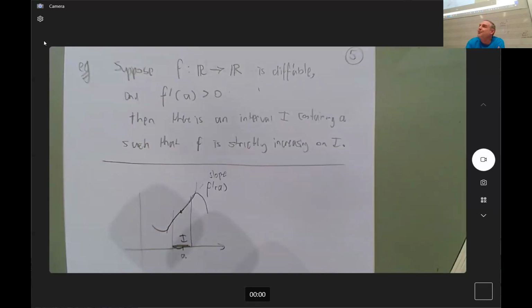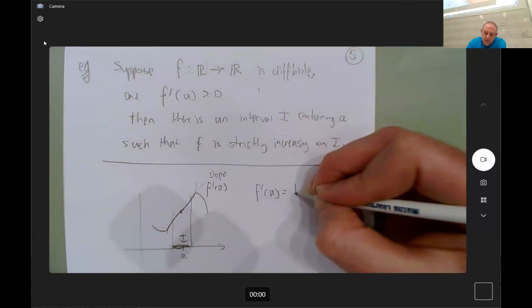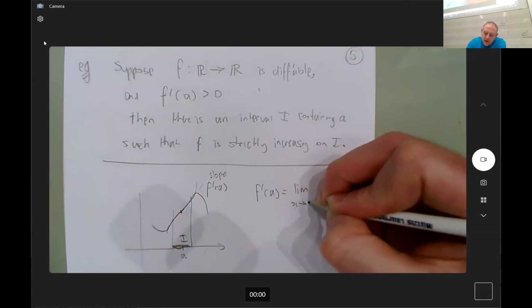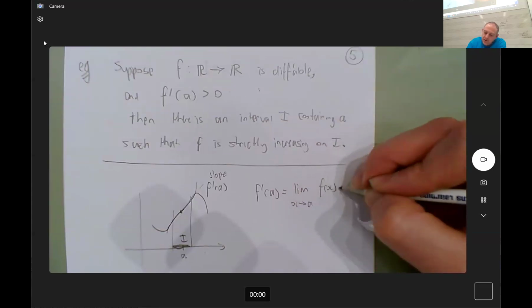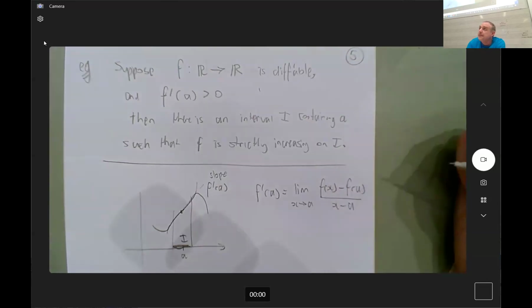I've made it hard for myself. I do know what the derivative is, right? It's a limit of something. So I know that f dash of a is the limit as x goes to a of f of x minus f of a over x minus a.